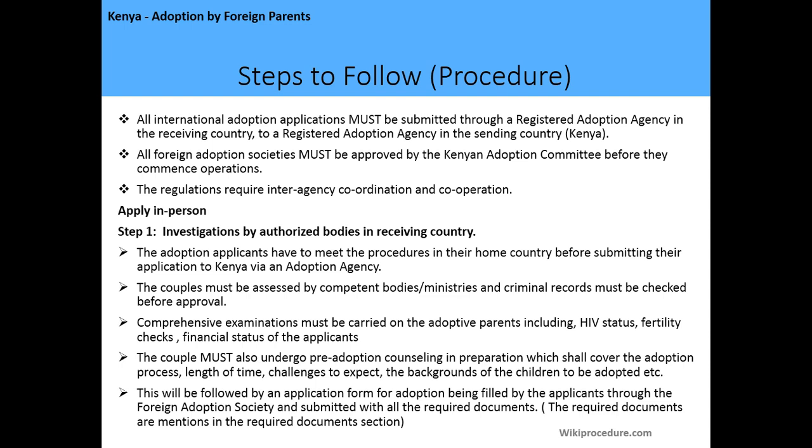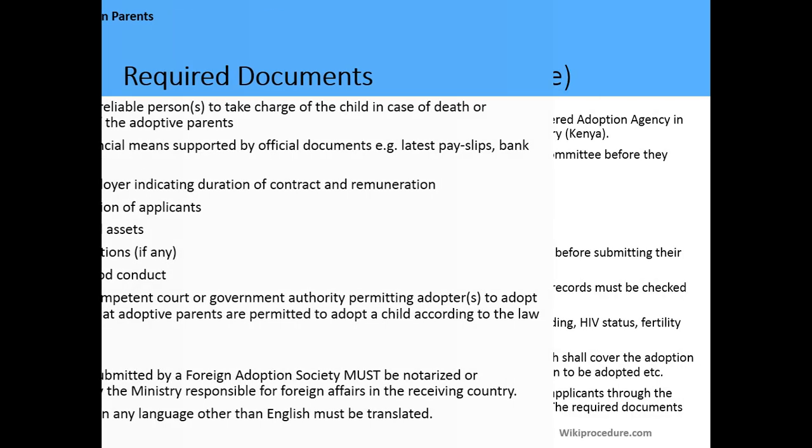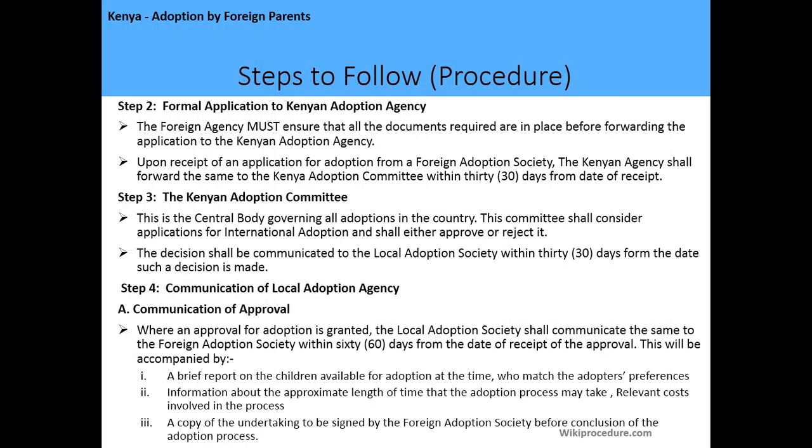The couple must also undergo pre-adoption counseling in preparation, which shall cover the adoption process, length of time of the adoption process, challenges to expect during adoption, the backgrounds of the children to be adopted, and so on. This will be followed by an application form for adoption to be filled by the applicants through the Foreign Adoption Society and submitted with all the required documents. The required documents have already been mentioned in the required documents section. So let's move on.